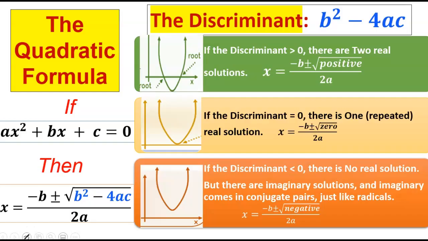That is the discriminant. So if the discriminant is positive, if you simplify the expression and it gives you a positive number, then it means there are two real solutions. The discriminant being greater than 0 means it's positive, and it means the graph crosses the x-axis at exactly two places.